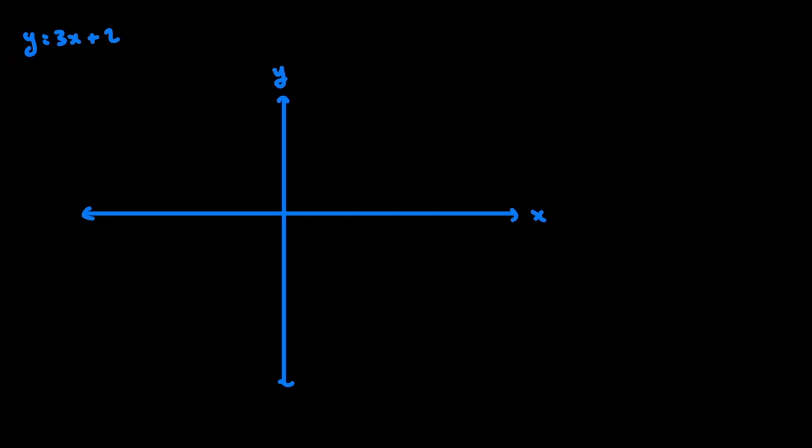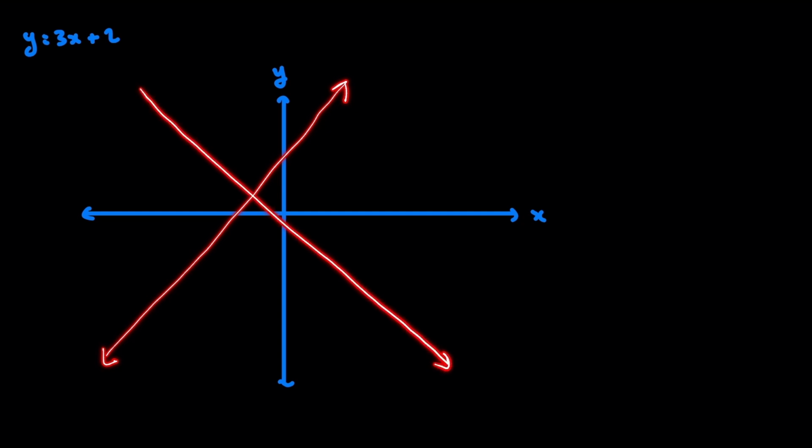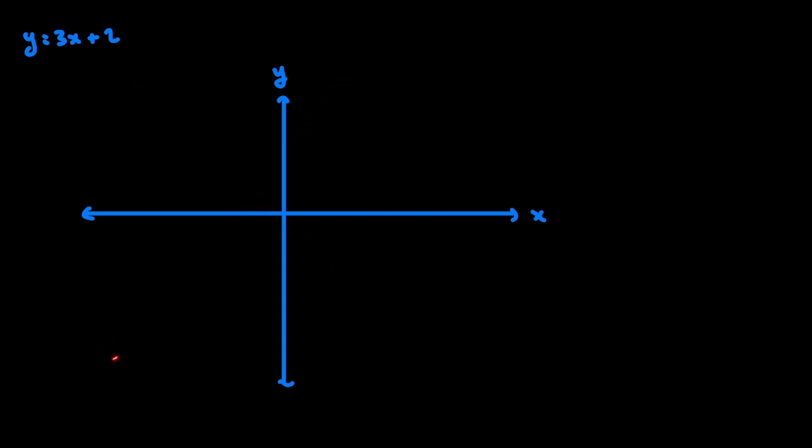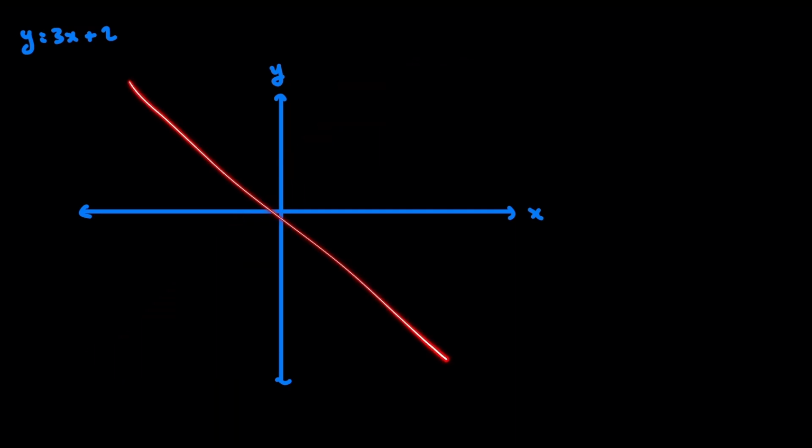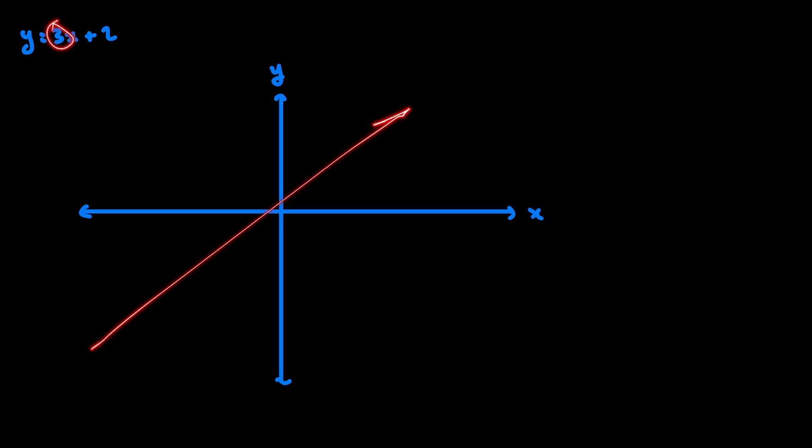The first one that's important is the gradient. That tells us whether it's going to be a line increasing from the bottom left to the top right, or from the top left to the bottom right. An example of a line which looks like this would have a positive gradient. However, if we have a line that goes from here to here, that would have a negative gradient. And because our gradient here is positive, we know it's going to go from bottom left to top right.